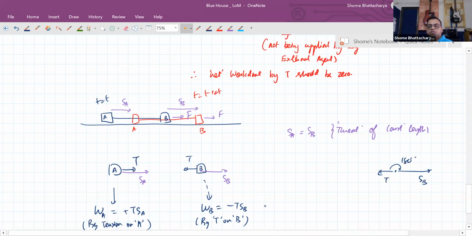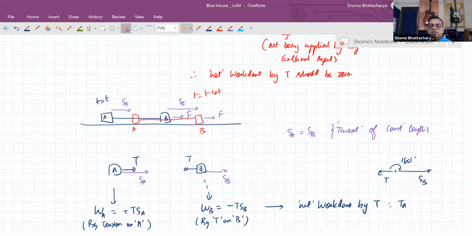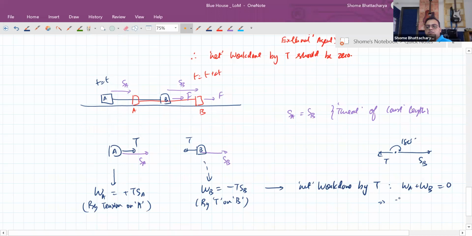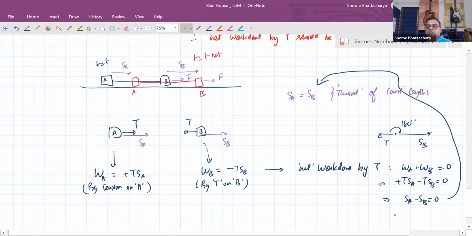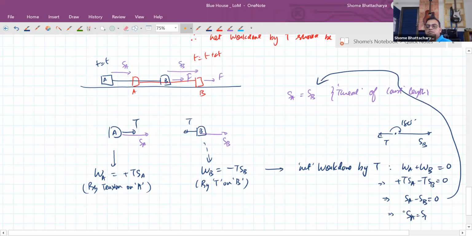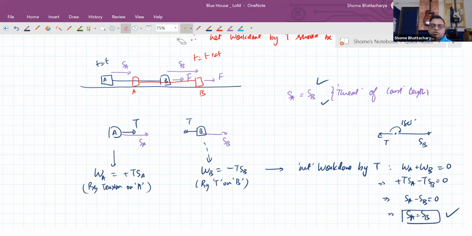Okay, so net work done by tension, which is work done on block A plus work done on block B, should be 0. So that means SA equals SB. So that just confirms this, which you already know.